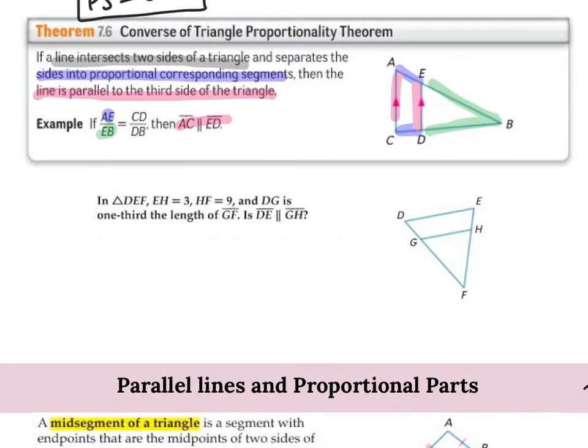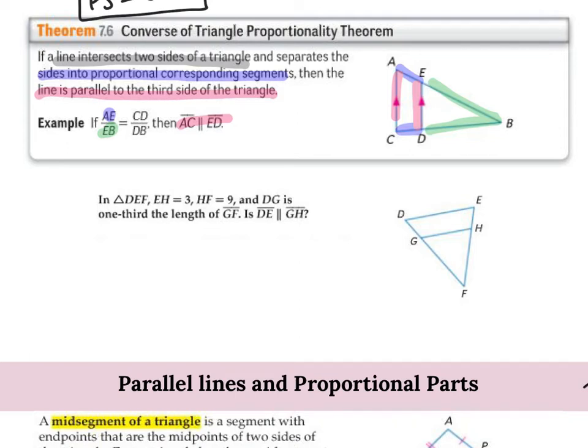Okay, so an example of this would be in triangle DEF. Label our values. EH is 3, HF is 9, DG we're told is 1/3 the length of GF. Okay, so what do we need to do? Prove DE is parallel to GH, or determine if it would be. Okay, so first, thinking about my theorem, I know that in order for DE to be parallel to GH, I have to have proportional side lengths.